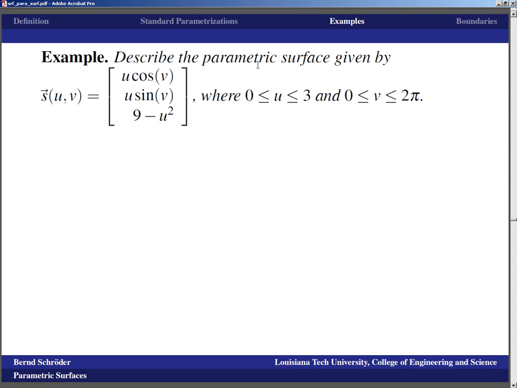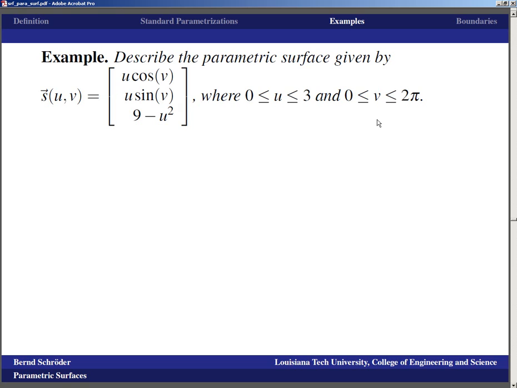For example, somebody might just tell you to describe a parametric surface given by S of (u, v) being (u cosine v, u sine v, 9 minus u squared), where u goes from 0 to 3 and v goes from 0 to 2 pi. Okay, so here's where we're definitely at the pinnacle of visualization skills. Somebody just gives you something and you're supposed to tell them what the geometric object looks like in three-dimensional space, but I claim we can handle that.